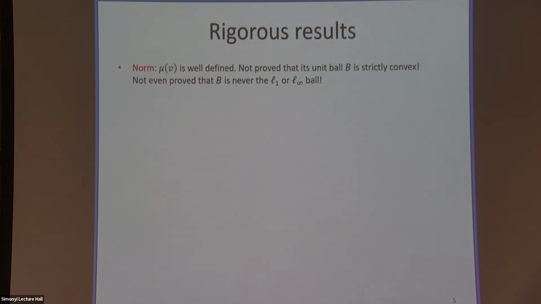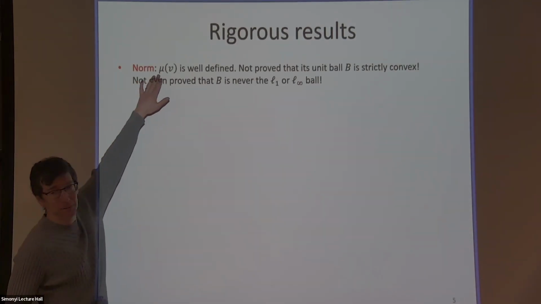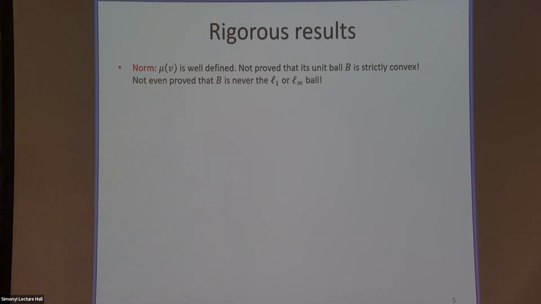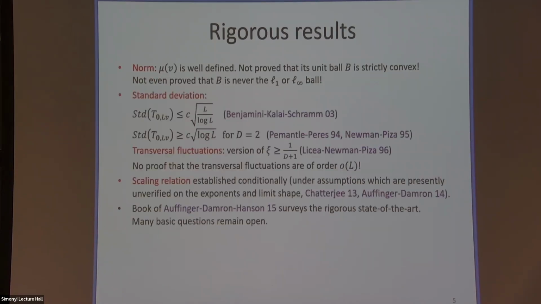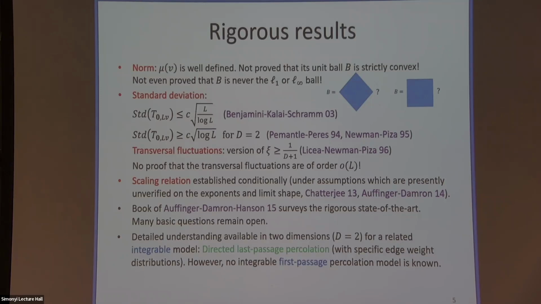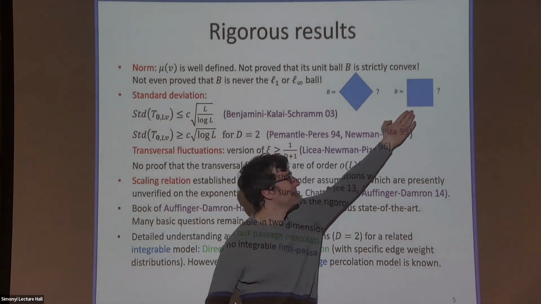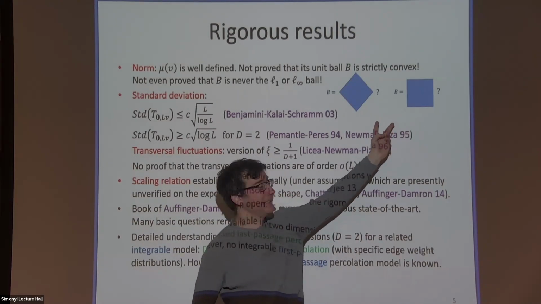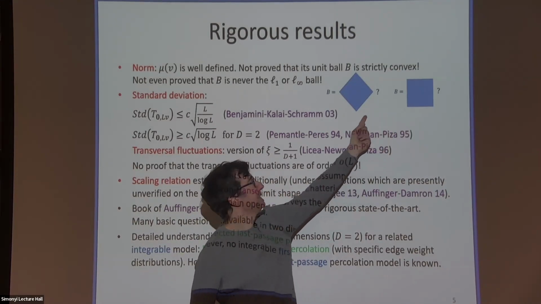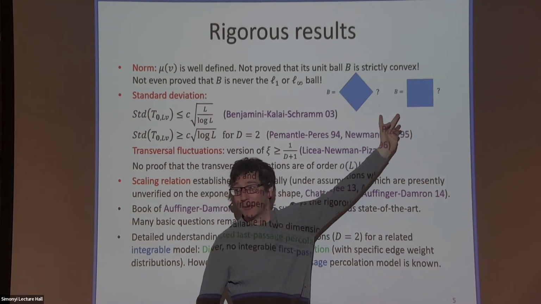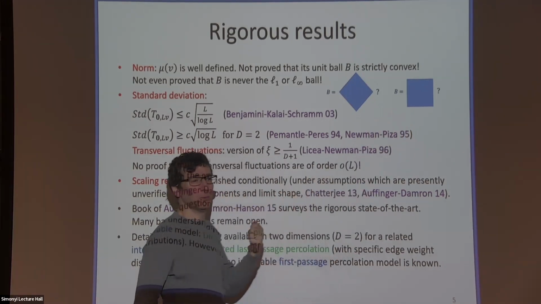But the existence of the limit shape has been proven. So this is the good news. It has been shown that mu of v is well defined. The bad news is that we don't know almost anything about it. But in particular, these are kind of degenerate cases of the possible limit shape, like the L1 ball and the L infinity ball. We don't know to rule them out. So the most basic thing we don't know how to say.